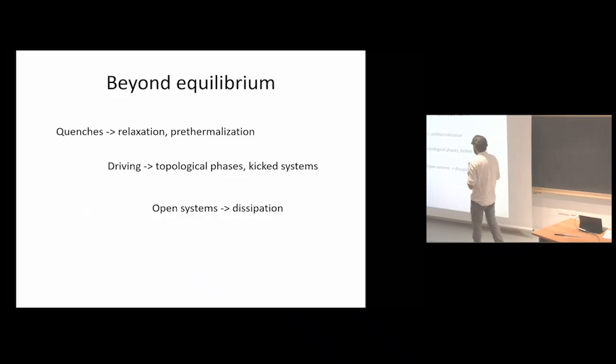All right, so I would break this beyond equilibrium, at least from my experimental perspective, into three categories. There are quenches, and in quenches you can look at relaxation and pre-thermalization, similar to what Nicolas was explaining yesterday, and try to look at new phases that emerge during the quench. Or you can drive your system, and by driving the system you can give new properties to your Hamiltonian. For example, you can look at topological phases. We've been looking at kicked systems that I'm going to talk about a little bit. And then the final category is open systems. We don't really do that in cold atoms, but it's an interesting direction.